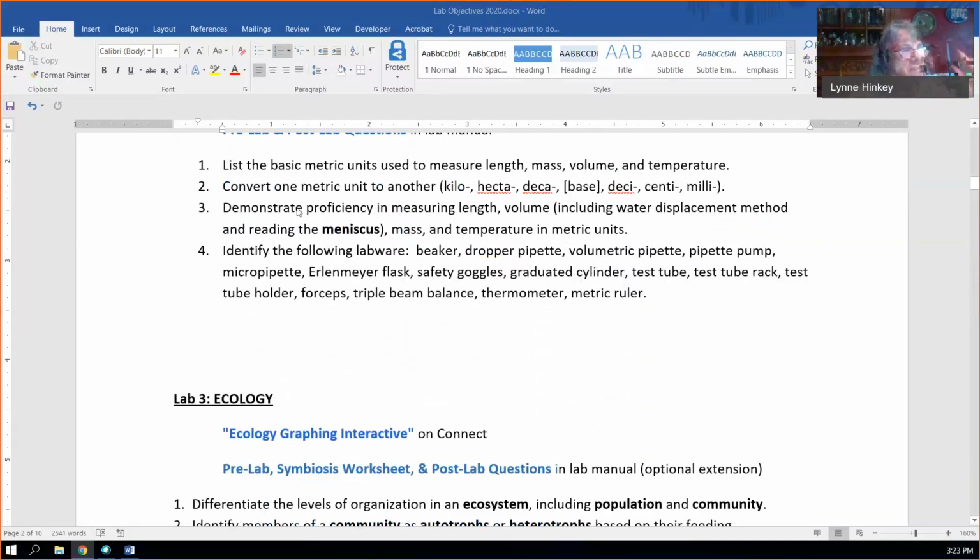Everyone should know that the meniscus is the low point when I have that water in my graduated cylinder that creeps up the side because of adhesion. The low point, that's where I'm going to read my measurement in my graduated cylinder. You should know the different units. The instrument you would use to measure length, meters; mass, grams; volume, liters; and temperature, Celsius.